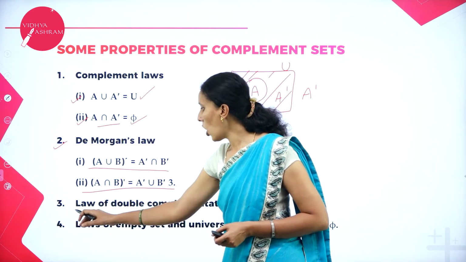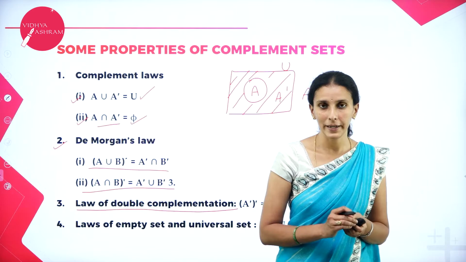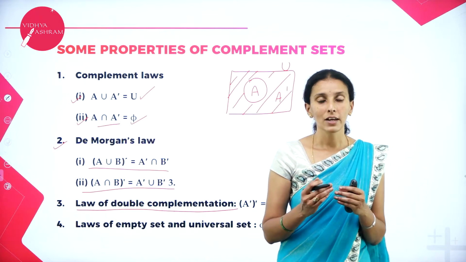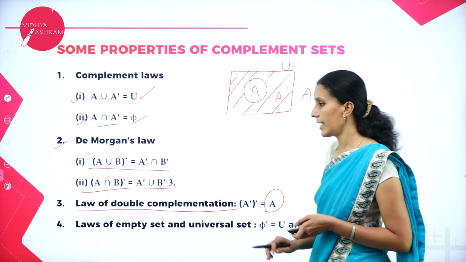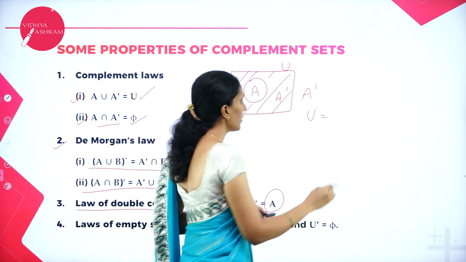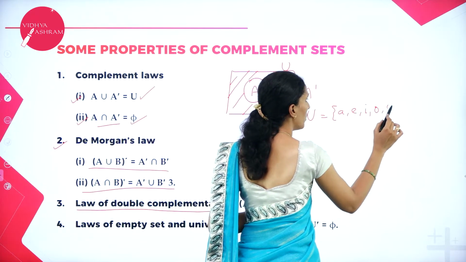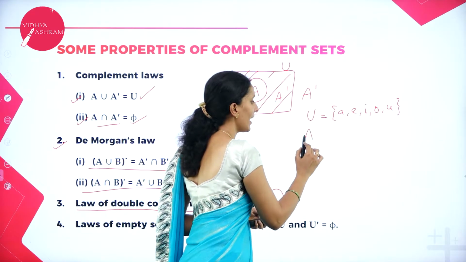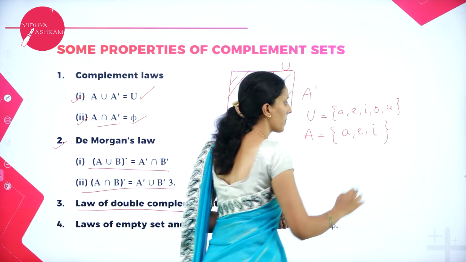Next we have the law of double complementation. What does this law say? When you take the complement two times, you get back the same set. I'll take an example. Suppose U is equal to A, E, I, O, U. Let me take A is equal to A, E, I.